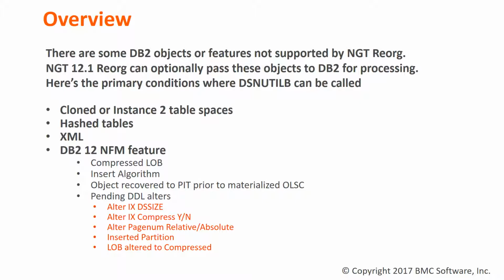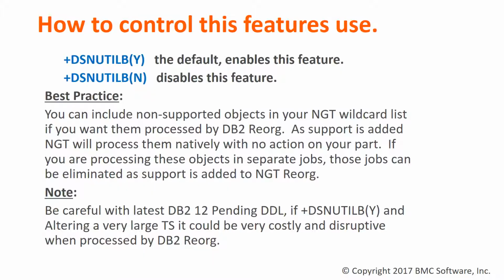We'll start by discussing how to control this feature's use. This new feature is enabled or disabled by the new NGT parameter PLUS DSNUTILB. You can include non-supported objects in your NGT reorg using wildcards whether you use this feature or not. If this feature is disabled, the object is excluded from processing with a warning. If enabled, it is passed to DSNUTILB.